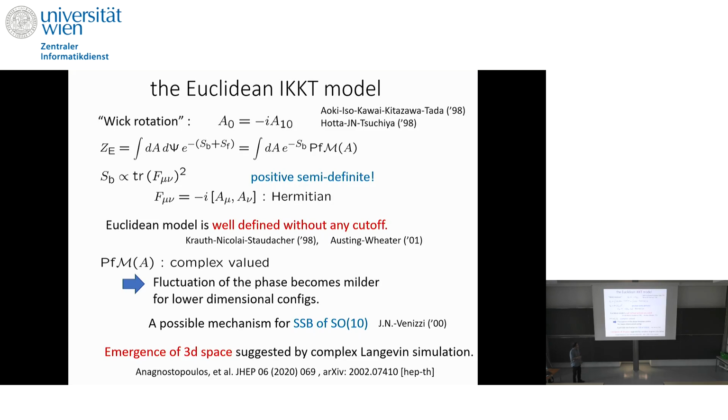And in fact, by doing some complex Langevin simulation of this Euclidean model, it was found that this SO(10) symmetry is broken down spontaneously to SO(3). So this implies the emergence of 3D space. And this was shown in this paper. But of course, there is no time in this model because we already rotated A_0. It's just a pure space, three-dimensional space. So what can we do with it?